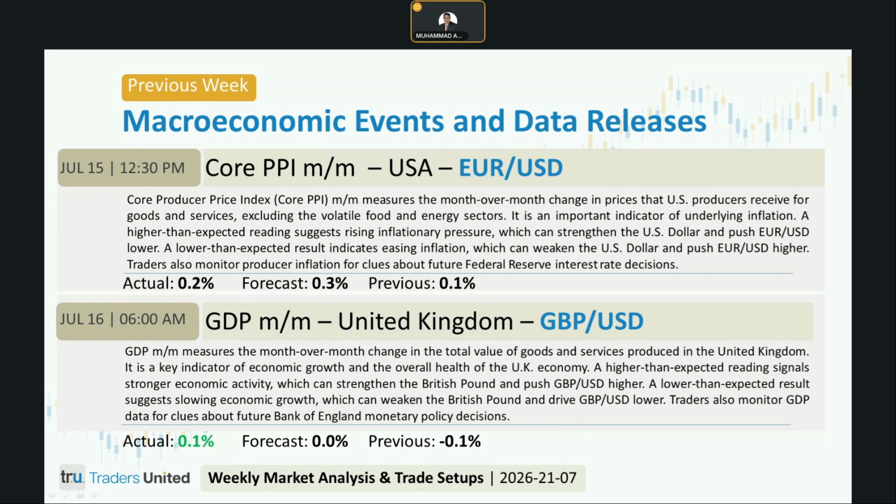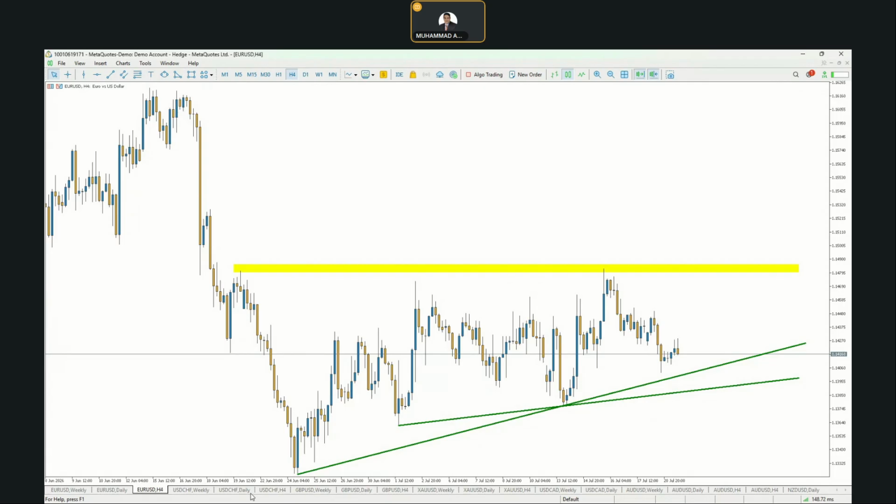Currency traders closely watch the report for signs of stronger economic activity and its potential impact on future Bank of England policy. A reading above the forecast was expected to strengthen the British pound, while a weaker reading was expected to weigh on the currency. Now, let's take a look at the price chart and the market reaction.